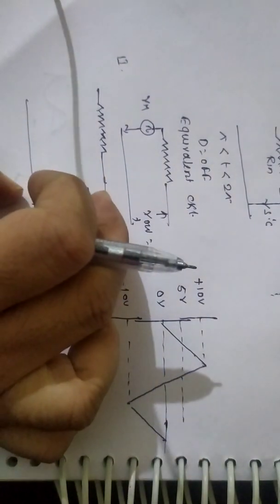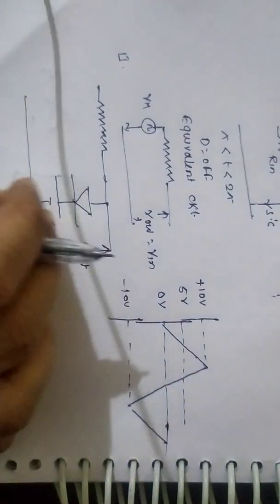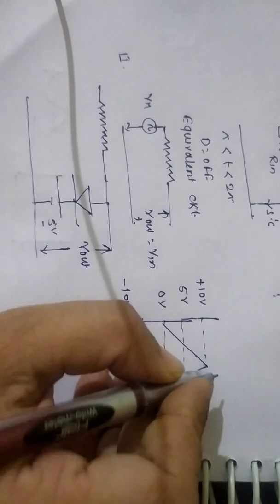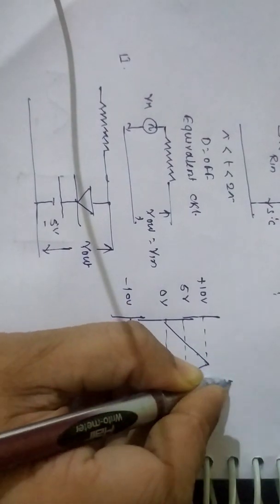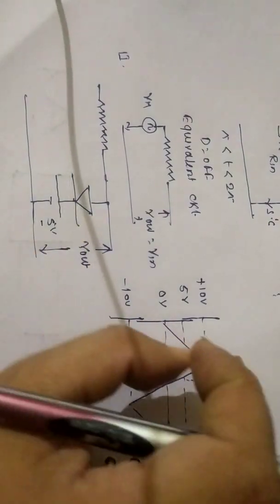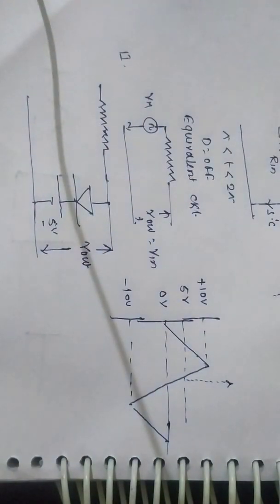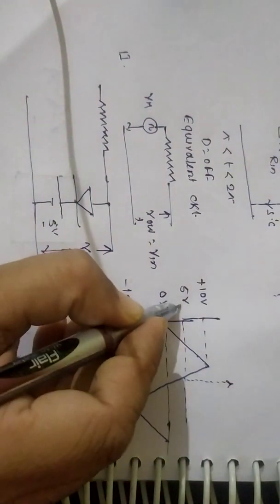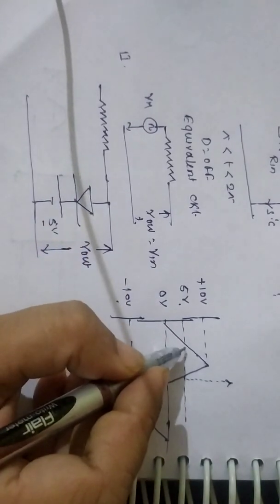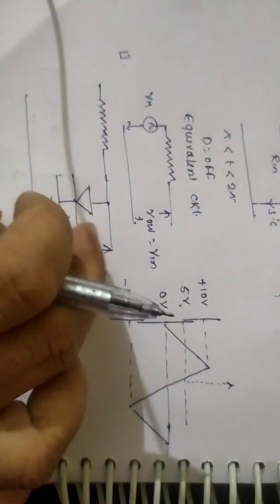This circuit is going to clip off the input beyond this 5 volt. Means in the output this portion is going to be clipped off. From 5 volt to 10 volt is not going to appear in the output. The range of output is from minus 10 volt to plus 5 volt. Any voltage beyond this 5 volt, 6 volt, 7 volt, 8 volt, this diode will be in the on state and the output becomes equal to 5 volt.